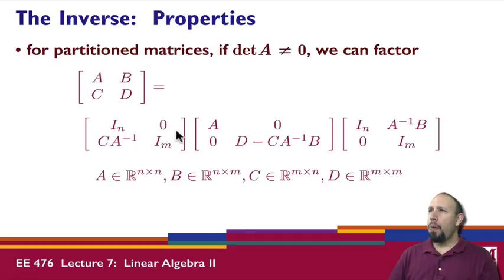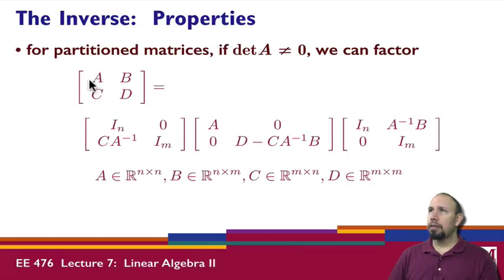Notice that each of these matrices is block triangular. So this is lower block triangular, this is upper block triangular, and this is actually block diagonal. Also, along the diagonal for these two matrices, we have just identity matrices, and that actually makes things very simple if you want to do certain calculations with them.